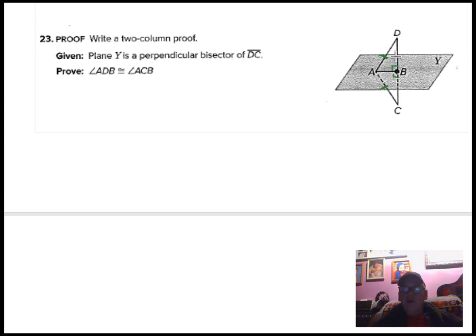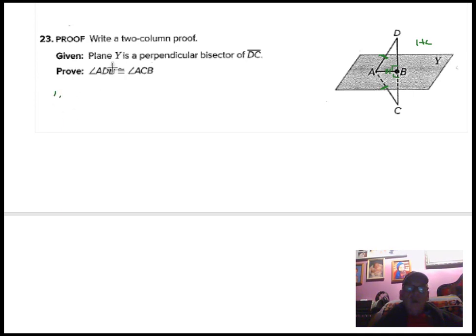There's going to be a right triangle because perpendicular gives us the right angles. And then reflexive, AB is going to be congruent to itself. So this hypotenuse is going to be congruent by hypotenuse leg. And then by corresponding parts, we could say that ADB and ACB are congruent to each other. So that's pretty much how this proof needs to go. So let's see what we can do.